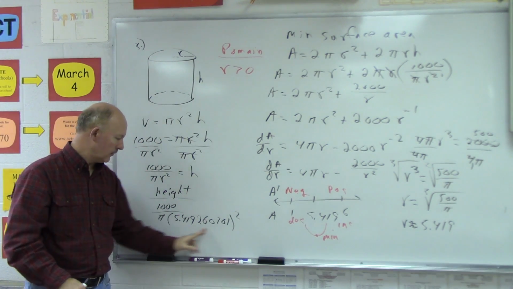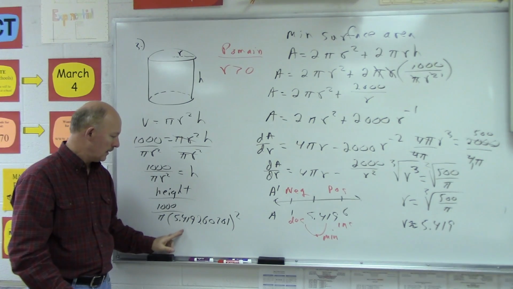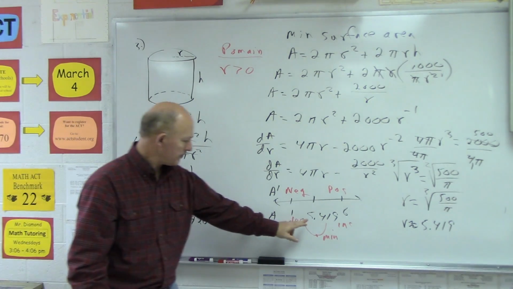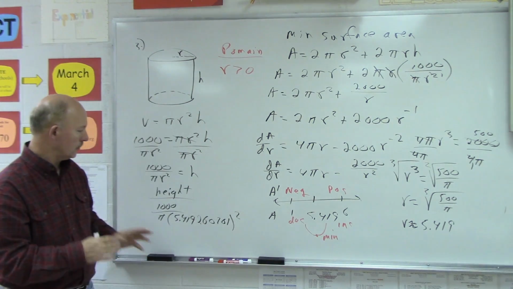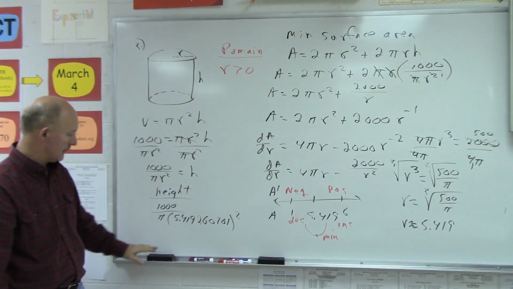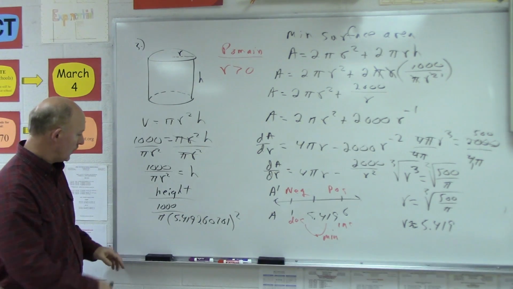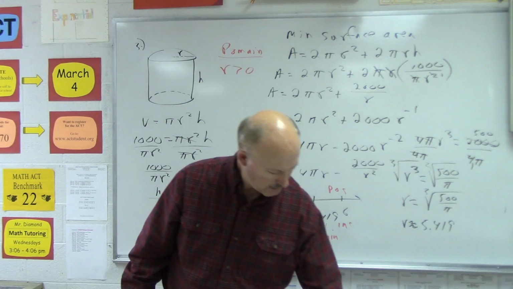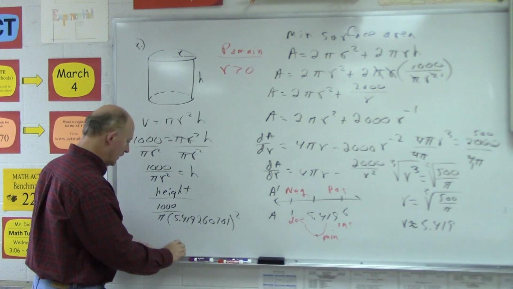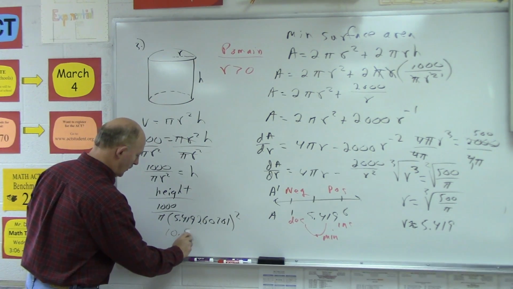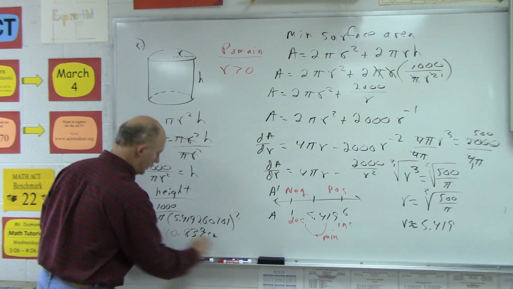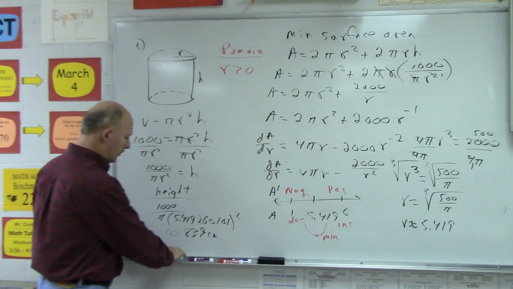So, if you're taking AP calculus, then you don't want to round your critical number off too soon. You want to go ahead and put the entire number in, at least so that's so many digits. So for our height here, I got about 10.839 centimeters. All right. So our dimensions.